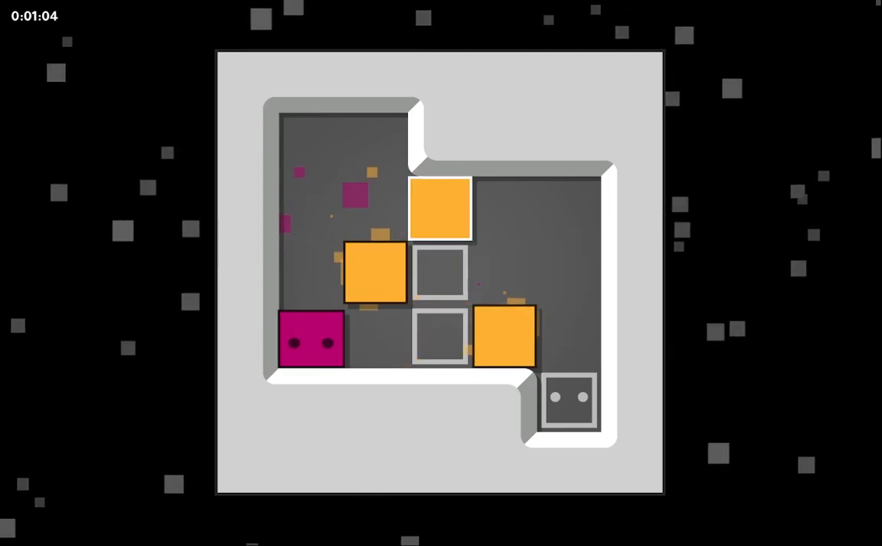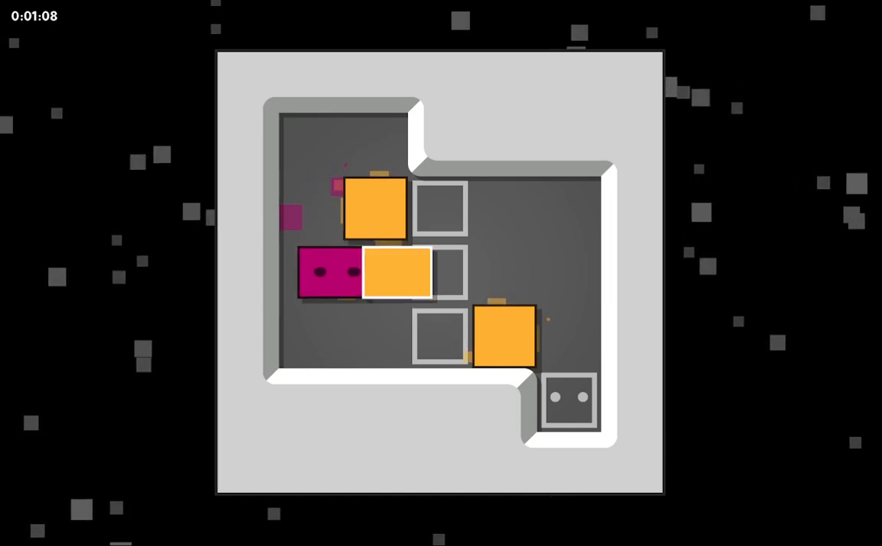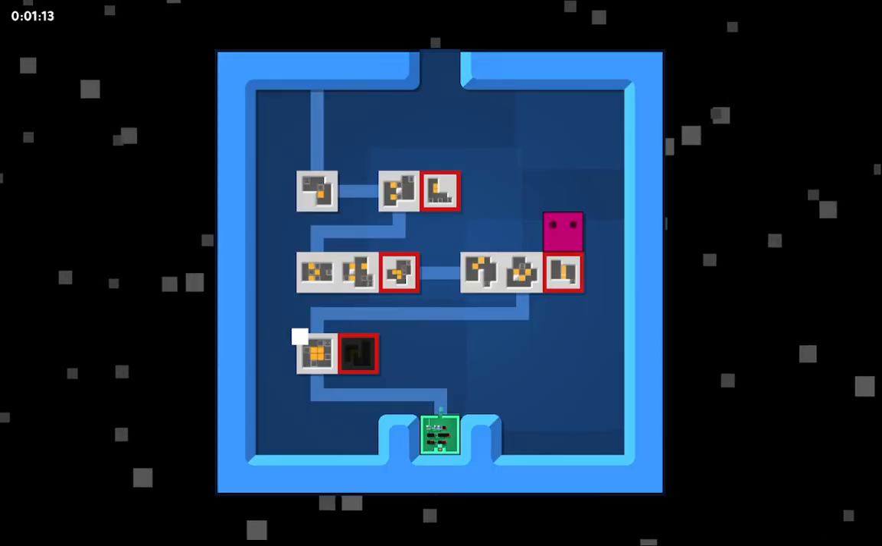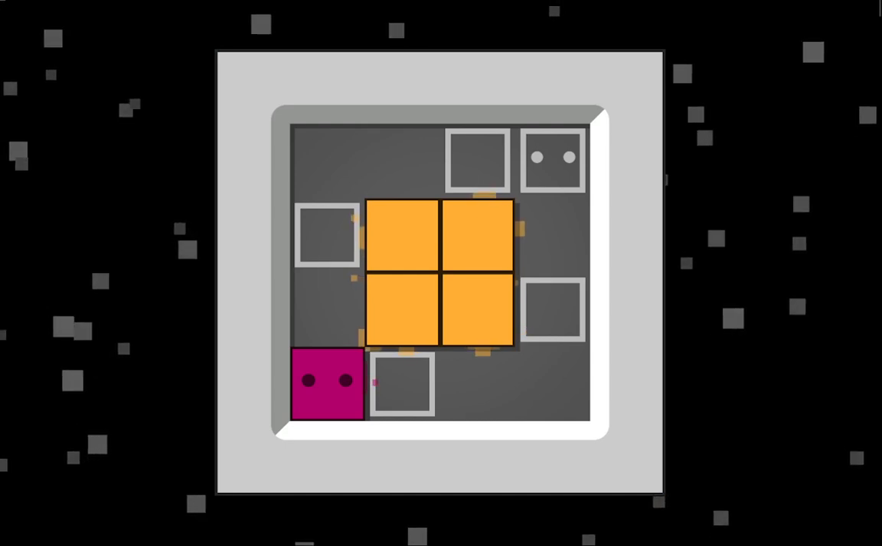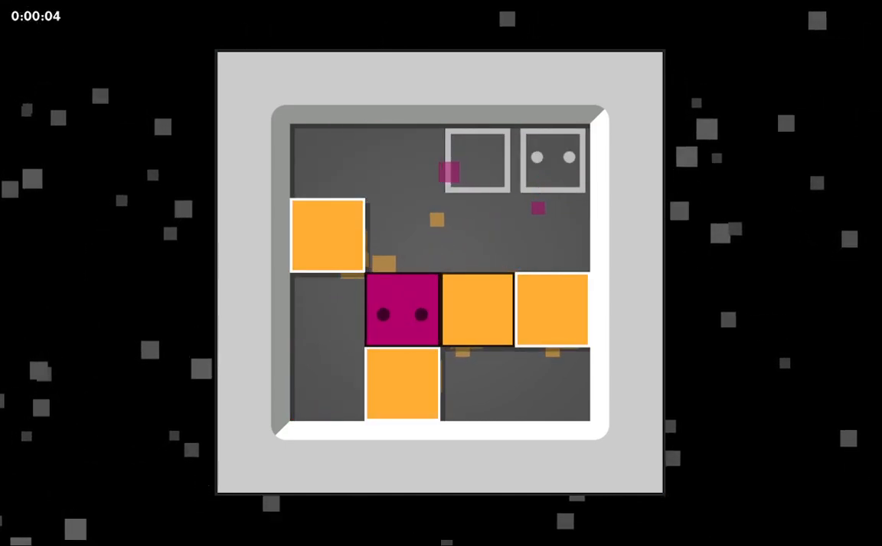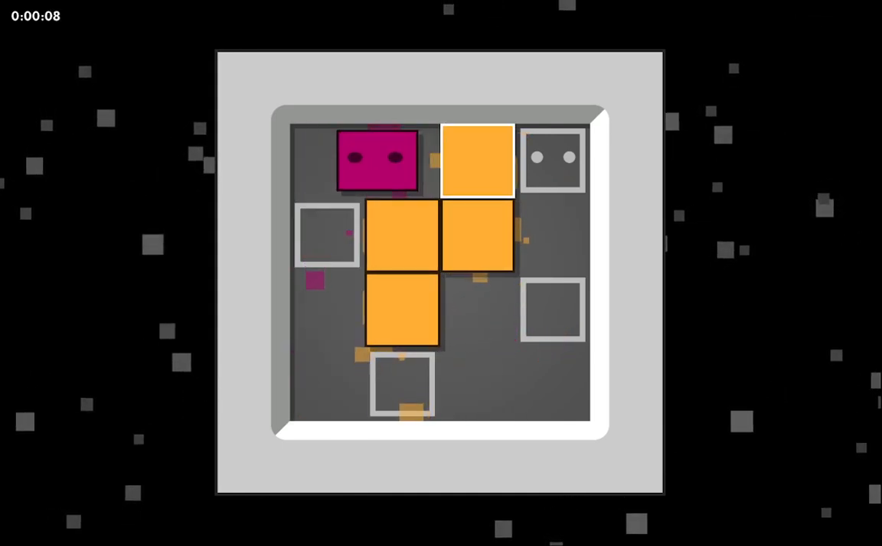I really don't know what's happening here. Maybe some sort of multi-bond pushing is required to do this thing, because, here we go. Yeah, there was no way I was going to do that without the multi-bond action. So. Through that. Nope.